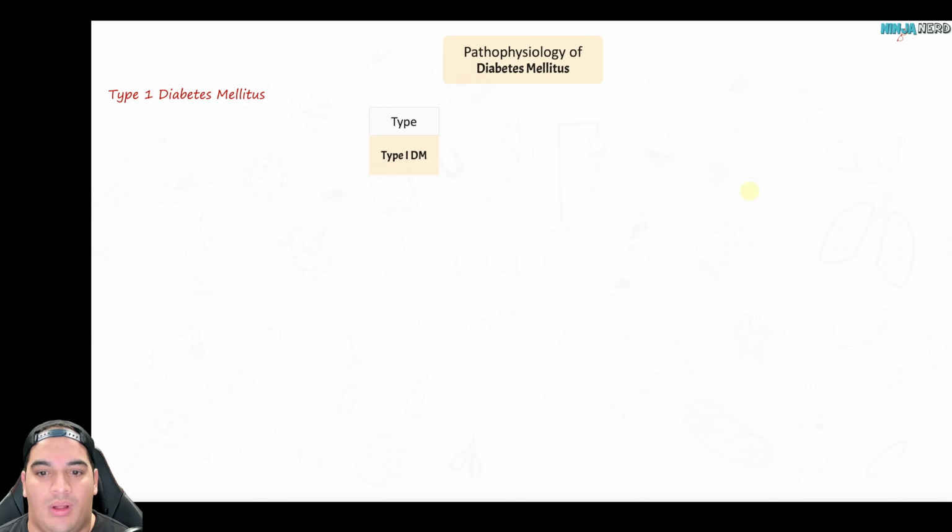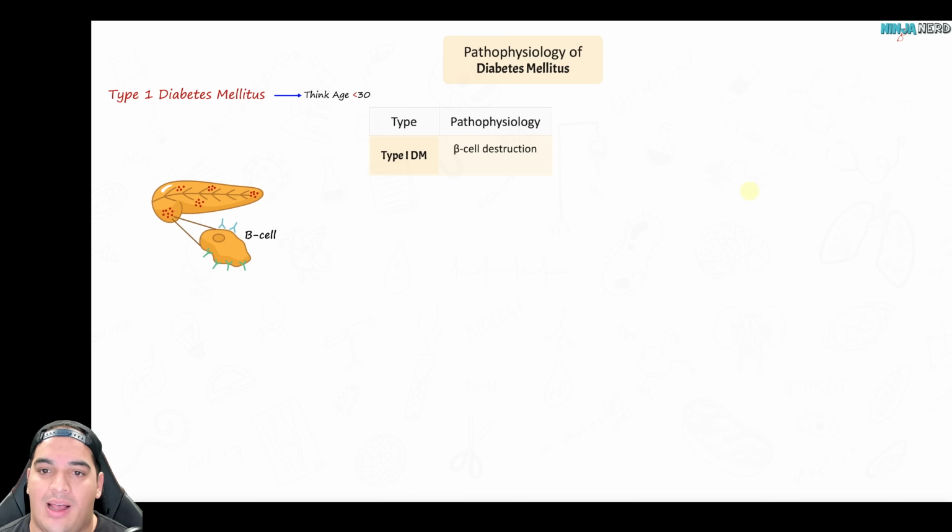So for type 1, the concept behind this is that it's usually in a younger individual. Usually you want to think age less than 30. That's not always the case, but it is most commonly going to be like this for your board exams. The other important thing to remember is that the pathophysiology is different in the sense that the pancreatic beta cells, the ones responsible for producing insulin, are being destroyed. Because of that, they're not going to be able to produce an adequate amount of insulin. So there'll be a reduction or deficiency of insulin in these patients.